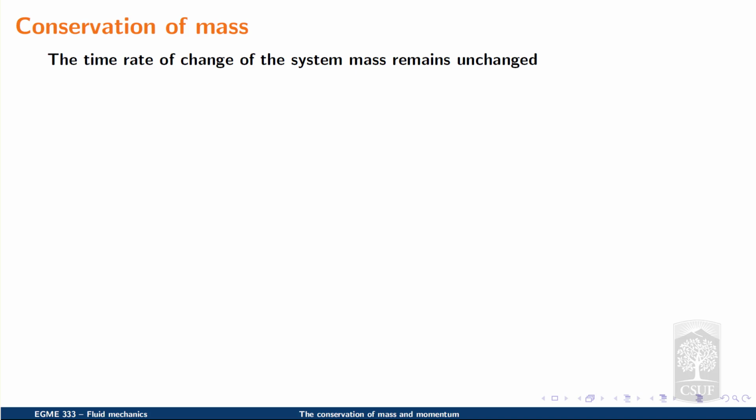Let's first begin by discussing the conservation of mass, which states that the time rate of change of the system mass remains unchanged. Mathematically, we can express this by taking the material derivative of the system mass and setting it equal to 0. Or we can write this in its integral form by taking the material derivative of the volume integral of rho dV, where the volume is defined by a control volume. And we set this expression equal to 0.